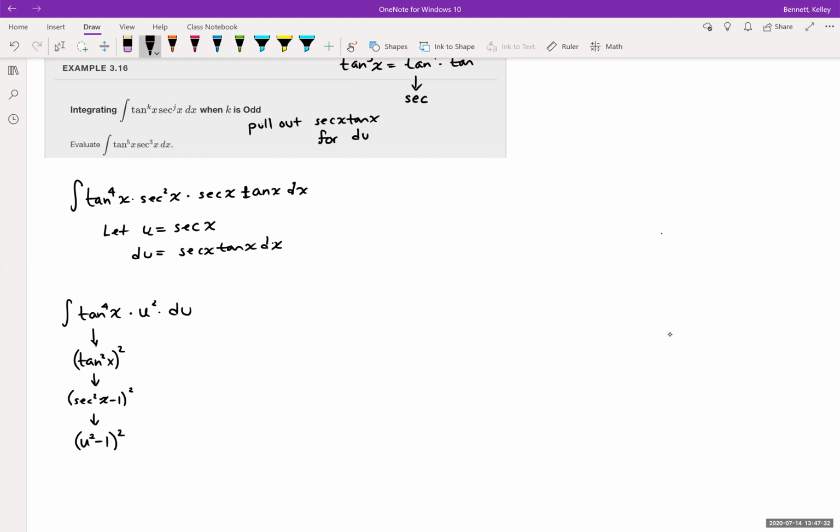Okay. So now we have to expand u squared minus 1 squared and then combine all the u's together and then just integrate. So from here we'll get the integral of u squared minus 1 squared by u squared du, expanding, get u to the 4th minus 2u squared plus 1 by u squared du, distribute u to the 6th minus 2u to the 4th plus u squared du, and then we'll just undo the power rule.